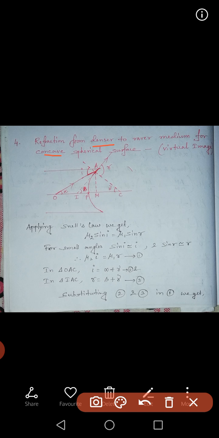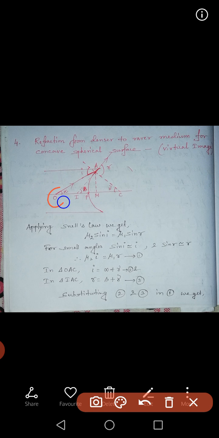As I already told you, we look at this shape always from the rarer medium. So the rarer medium is this side. From this side, the surface looks like a concave surface. That is why the shape is a concave one. Now the object we placed in the denser medium, this side. The refractive index of this side is mu2, the refractive index of this side is mu1. You can write down mu2 and mu1. Then here the object is placed here.